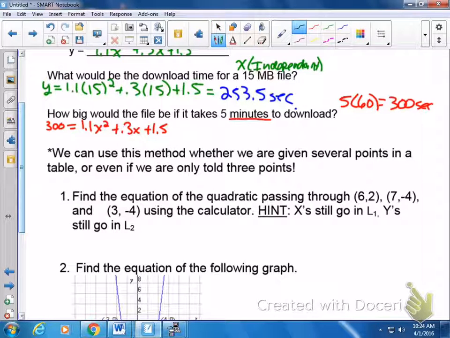Now, this is actually a straight up calculator thing. You guys that need to take the retest, this is how you're going to do it when you take the retest. We're finding solutions or X-intercepts. That's how we're going to get our X value for how long it takes to download, or how many megabytes we can download in 5 minutes. To do that, I have to subtract 300 from both sides.